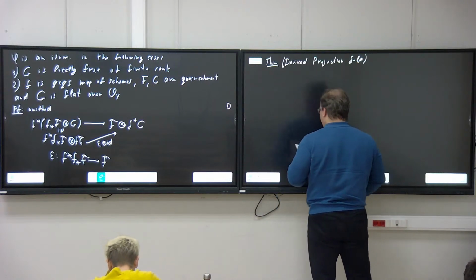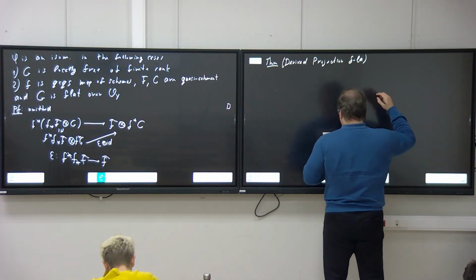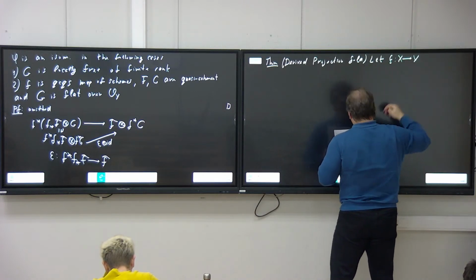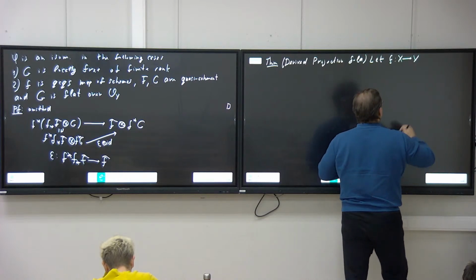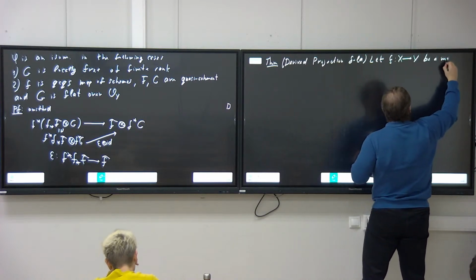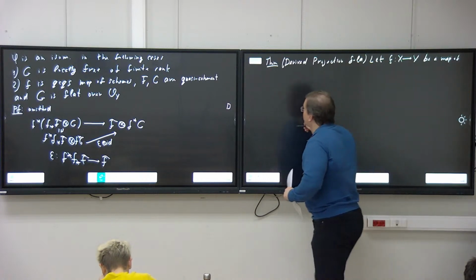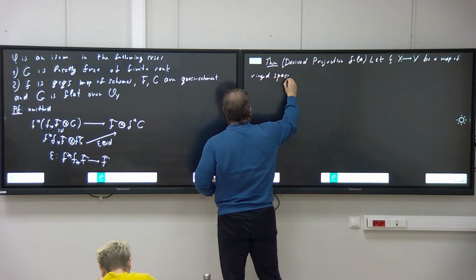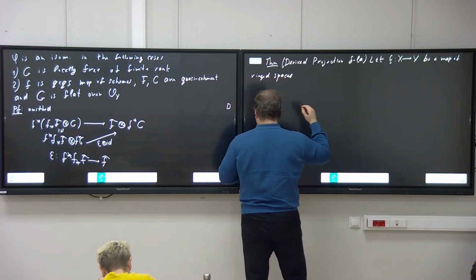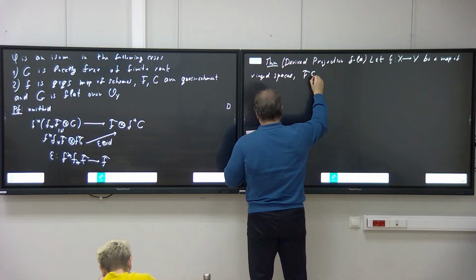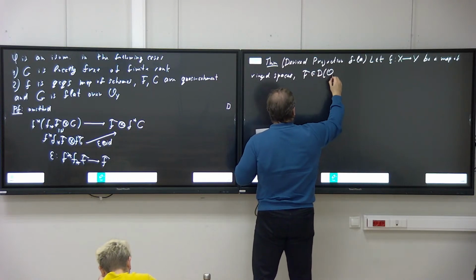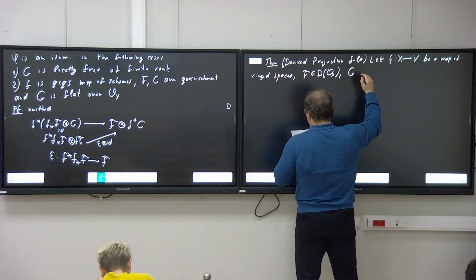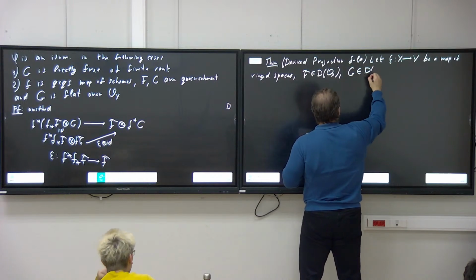So I'm going to formulate this theorem as an analog of the previous proposition, in quite general form. So let f be a map of ring spaces. As before, F is now a complex of O_X-modules, and G is a complex of O_Y-modules.